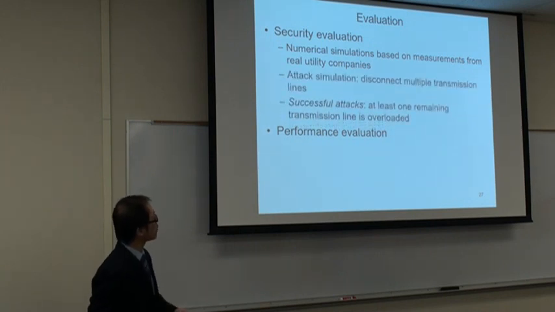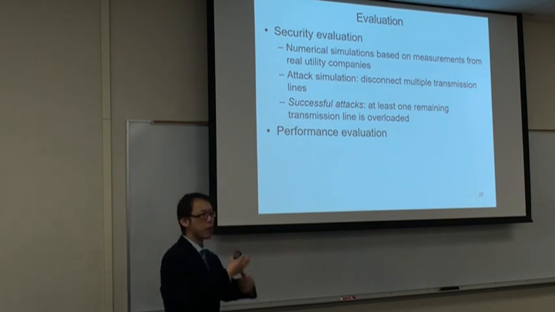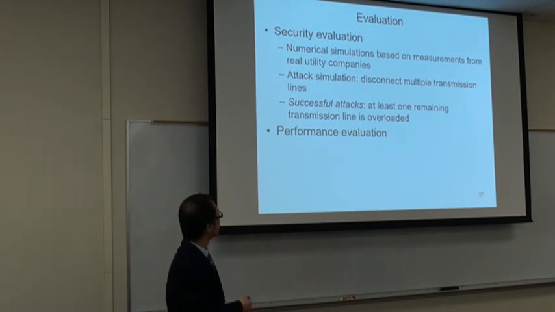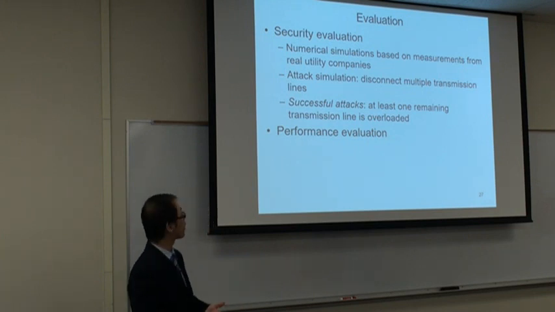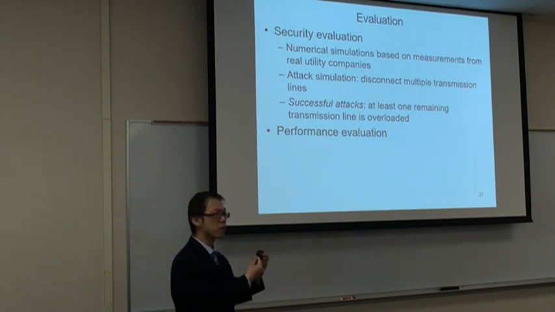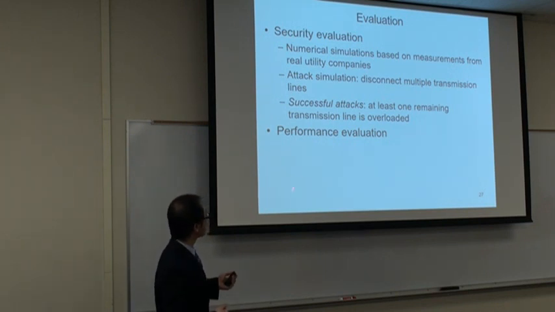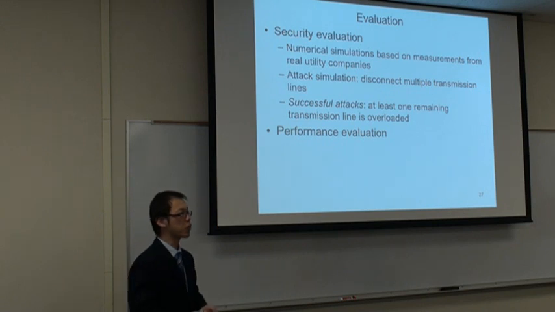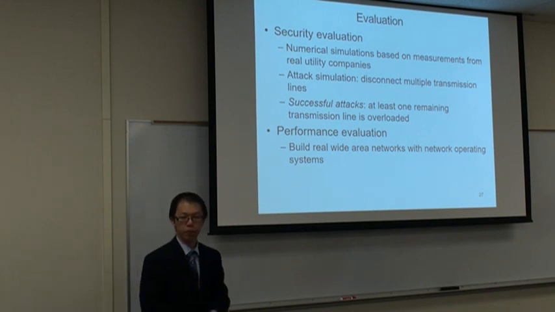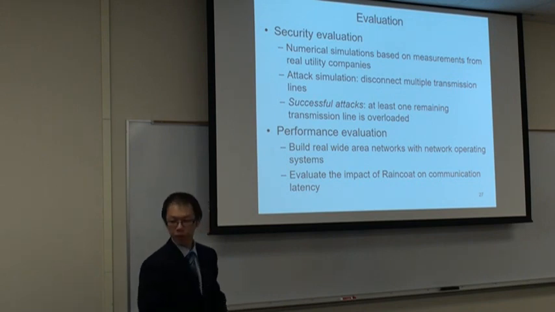So the security evaluation is performed like this. I try to perturb the system by disconnecting multiple transmission lines, and I try different combinations of this type of disturbance, and then see how many successful attacks I can get. A successful attack means at least one remaining transmission line becomes overloaded. And of course, the probability of these successful attacks reflects how much knowledge the attacker has of the system. For the performance evaluation, I focus on the communication networks for the power system. That's where I can build real wide area networks with some network operating systems, and the main focus is to evaluate the impact on communication latency.